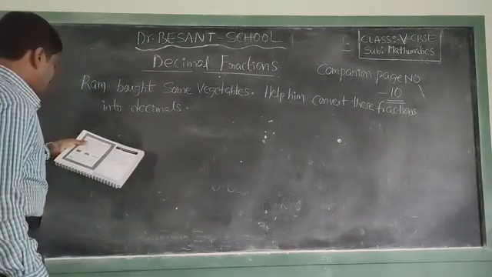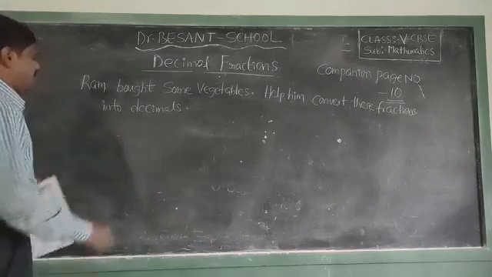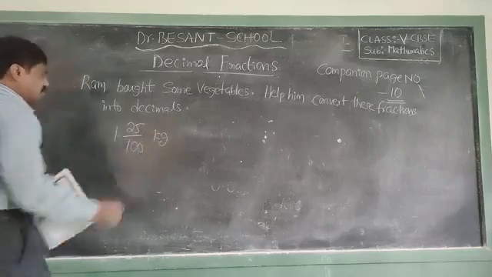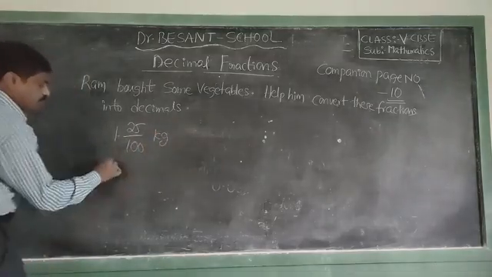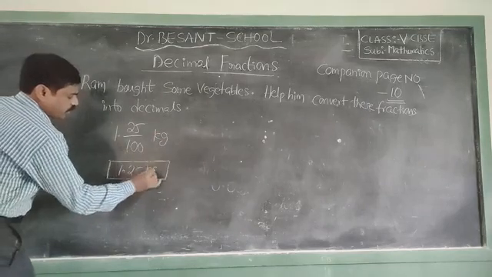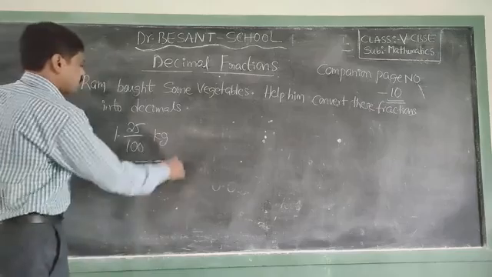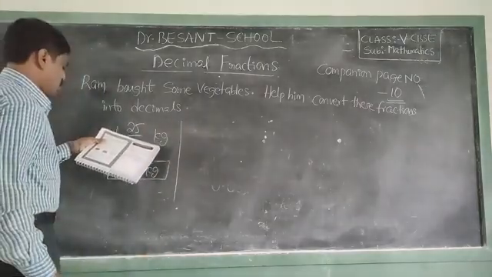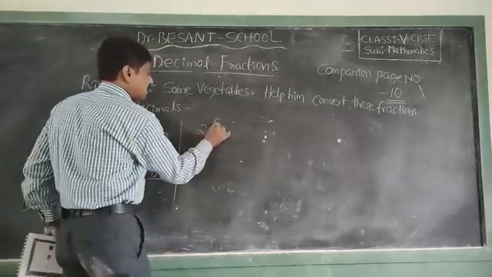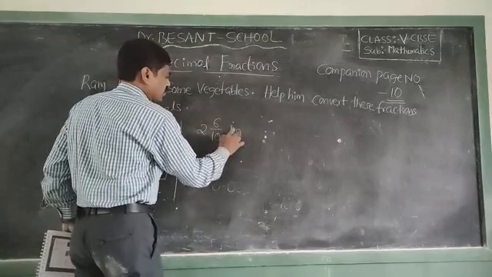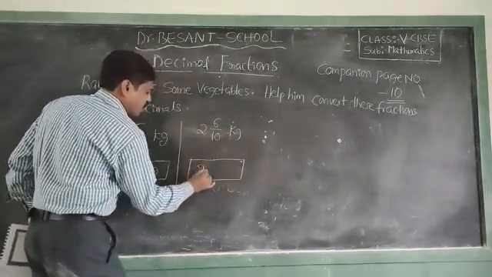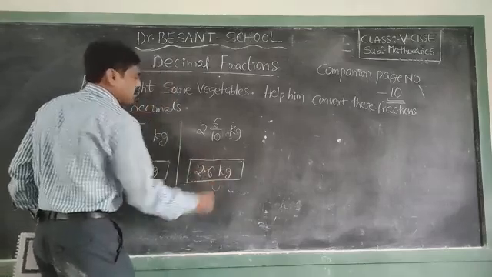The first one, 1 and 25 by 100 kg. So what is the decimal? 1.25 kilograms. Next, 2 and 6 by 10 kg. So this one is 2.6 kilograms.